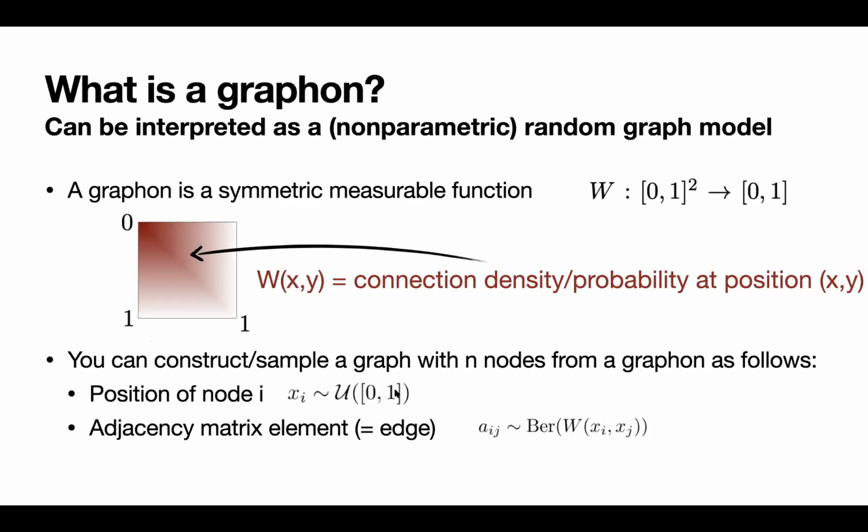And then we connect those nodes with the probability which is given by the graphon W(x_i, x_j). So for example, if you have a position here, and two nodes are connected with very low probability, whereas if they would be here and here, they would be connected with a high probability. And so this is just the adjacency matrix element that you can sample.